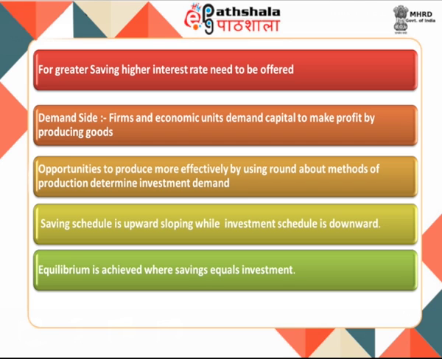On the demand side, firms and other economic units demand capital to make profits by producing goods. The opportunities to produce more effectively by using roundabout or indirect methods of production determine investment demand. While the savings schedule is upward sloping, the investment schedule is downward sloping. The equilibrium rate of interest is determined by the interaction of these saving and investment schedules in the economy.